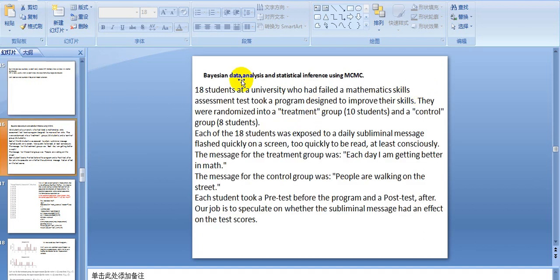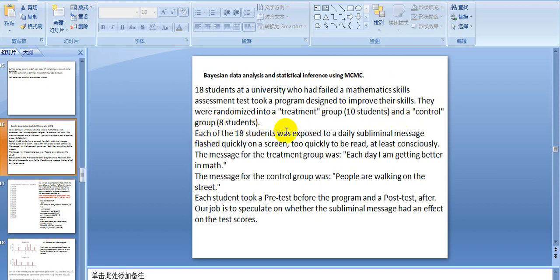Bayesian data analysis and statistical inference use MCMC. 18 students at a university who had failed a mathematics skills assessment test took a program designed to improve their skills. They were randomized into a treatment group where we have 10 students and a control group, 8 students.